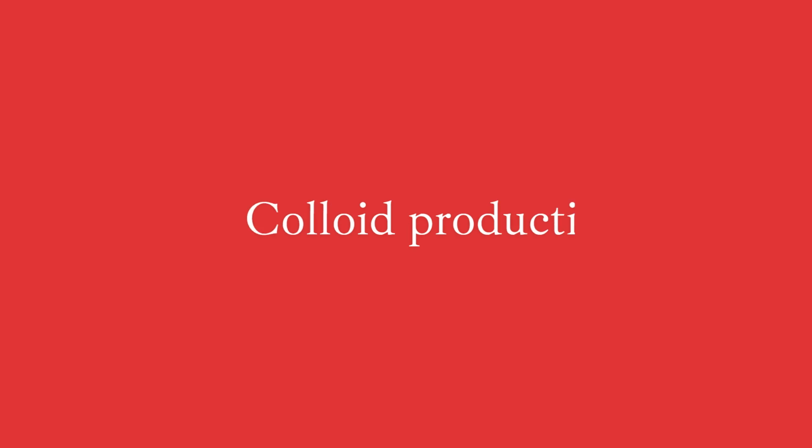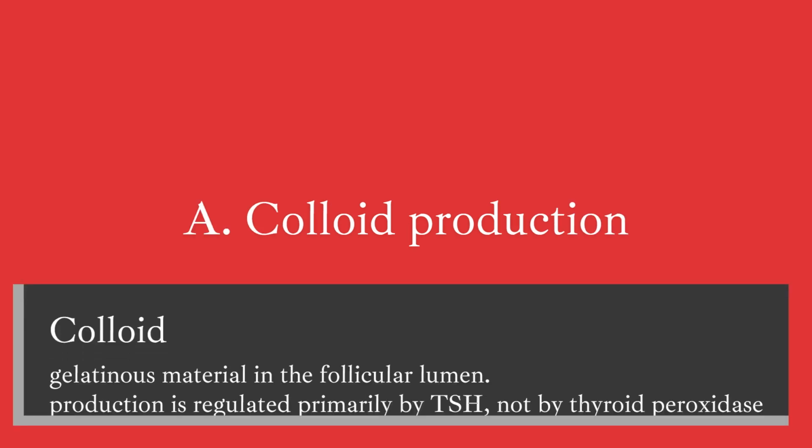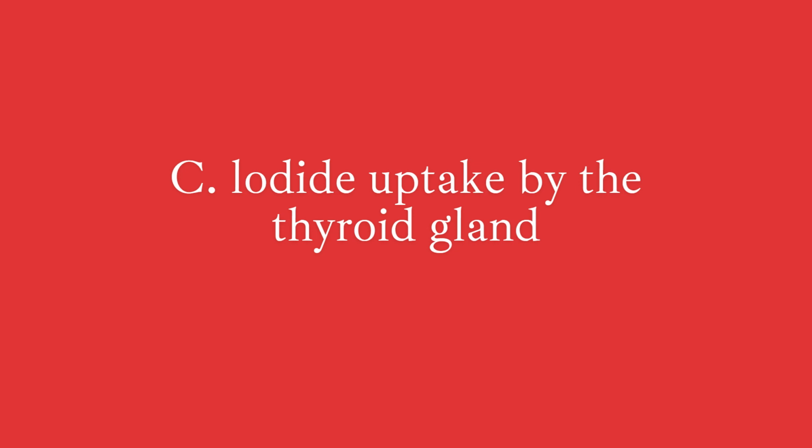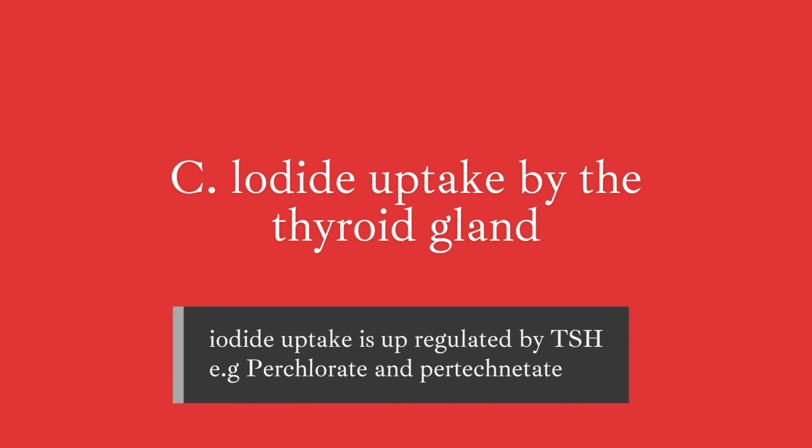Choice A cannot be the answer because colloid is a gelatinous material in the follicular lumen that consists mainly of thyroglobulin. The production of colloid is regulated primarily by TSH, it is not dependent on thyroid peroxidase and is not inhibited by thioamides. Choice C cannot be the answer because iodide uptake is upregulated by TSH. Perchlorate and pertechnetate are competitive inhibitors of the sodium iodide symporter.